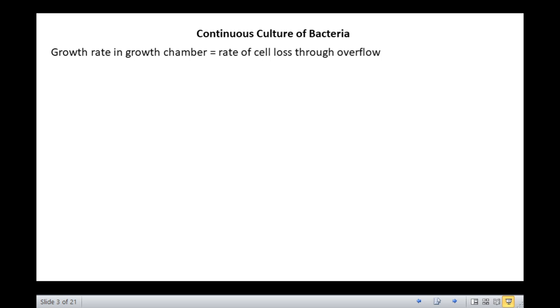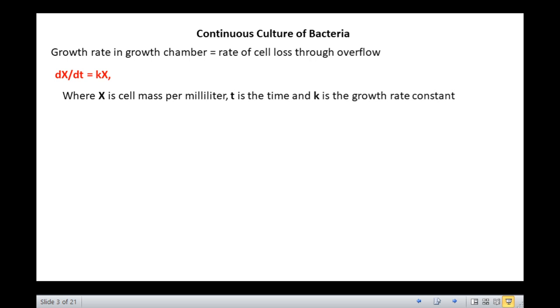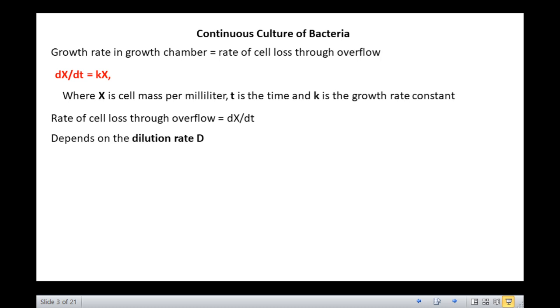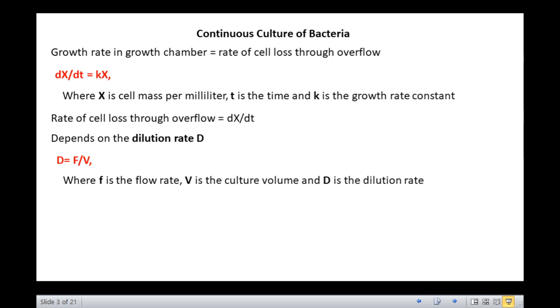Growth rate of bacterial cells can be described as dx/dt = kx, where x is cell mass per milliliter, t is time, and k is the growth rate constant. Since growth rate is equal to cell loss, the rate of cell loss through overflow, dx/dt, depends upon the dilution rate D. D is equal to F/V. Therefore, dx/dt = Fx/V = Dx, where F is the flow rate, V is the culture volume, and D is the dilution rate.